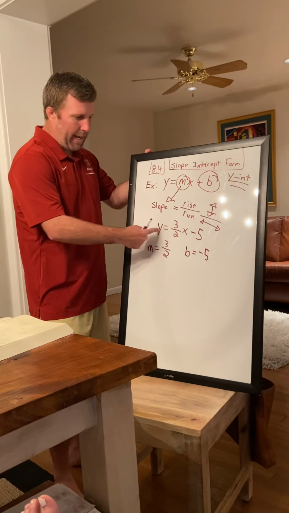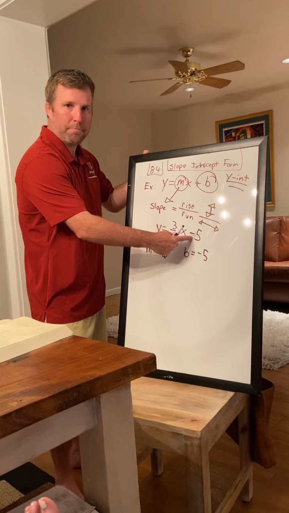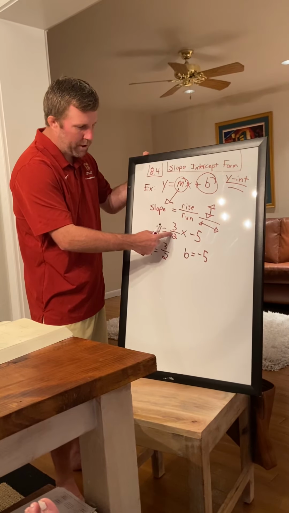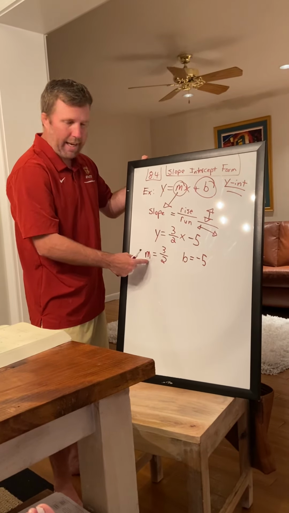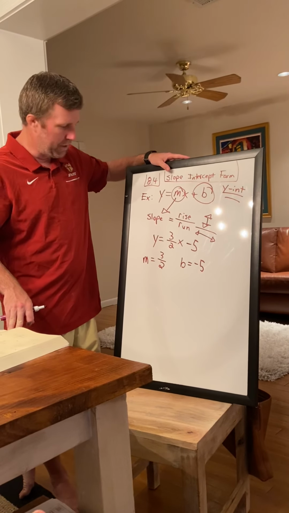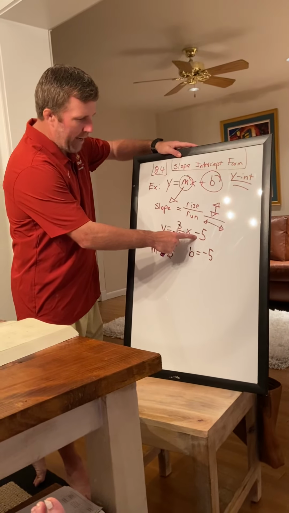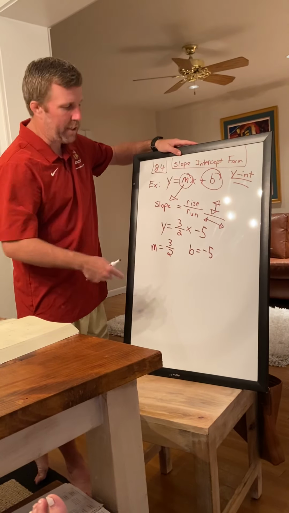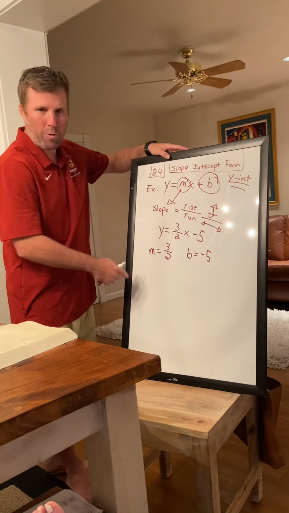So we know how to get it in this form, y equals mx plus b. Now we know that the m is what's in front of the x. And guys, it's okay for the m to be a fraction. That's actually what we want. And the b, the y-intercept, is the number that comes after the x term. So I'm going to show you now how to graph that.